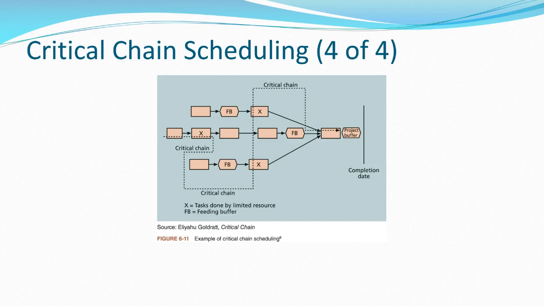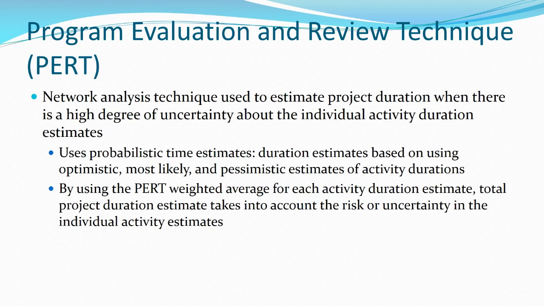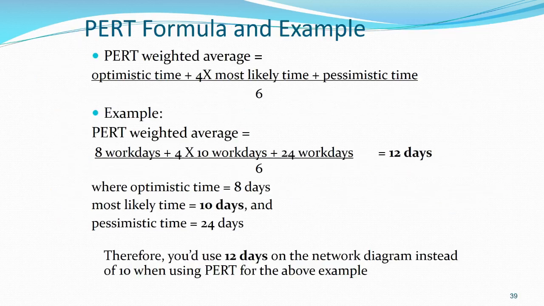Then we get into what we refer to as program evaluation and review technique. Simply stated, PERT is used when we really have some uncertainty about how long it's going to take to accomplish a task or a series of tasks. And what we essentially do is come up with averages. We come up with averages in terms of what we think each task is going to take between the optimistic, most likely, and pessimistic types of approaches.